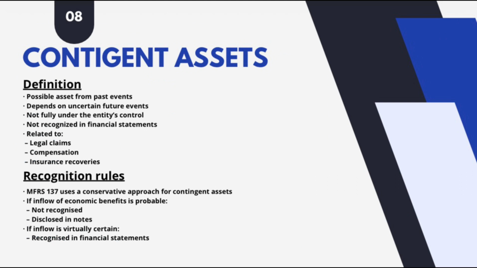First, let's look at the definition of a contingent asset. A contingent asset is a possible asset that arises from past events and its existence will only be confirmed by uncertain future events that are not fully within the control of the entity. These assets are usually related to situations such as legal claims, compensation, or insurance recoveries. Next, let's move on to the recognition rules. MFRS 137 applies a conservative approach when dealing with contingent assets. If the inflow of economic benefit is probable, the asset is not recognized, but it is disclosed in the notes. However, if the inflow becomes virtually certain, then the asset can be recognized in the financial statement.